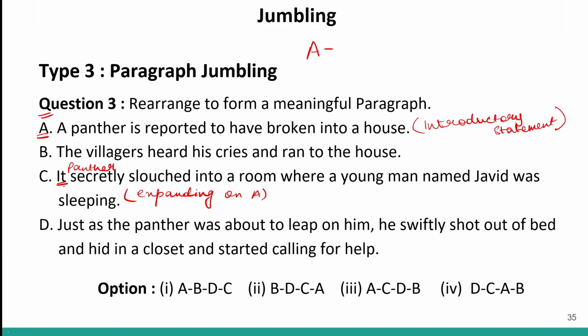So the panther secretly slouched into a room where a young man Javed was sleeping. So we introduced the idea of Javed over here. So after A we get C. Then just as the panther was about to leap on him, on who? On Javed. Correct? So D is expanding on C.